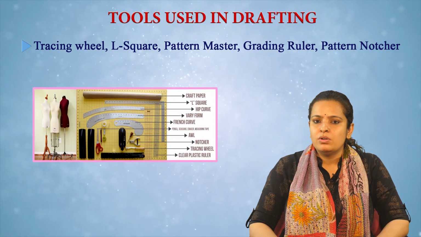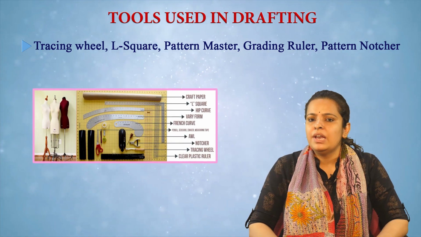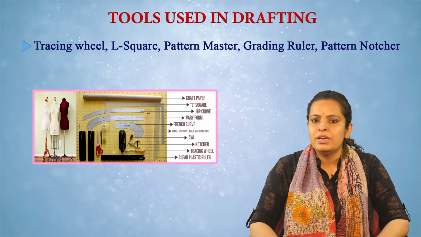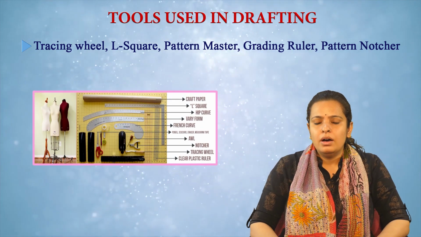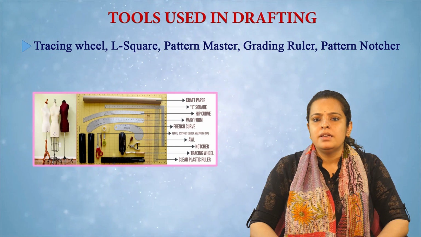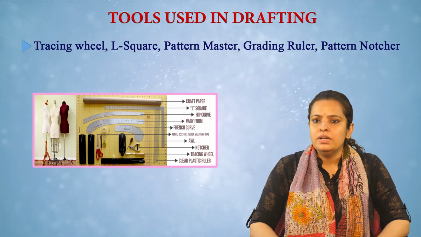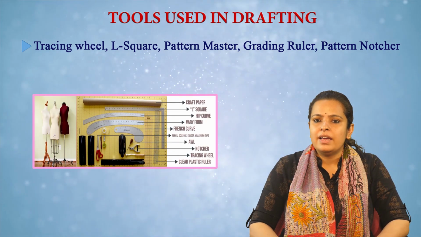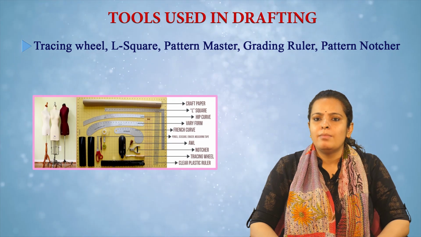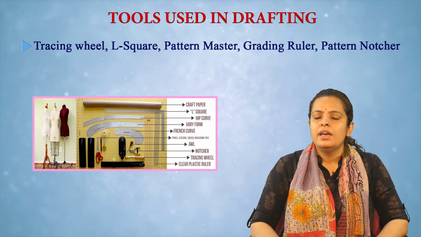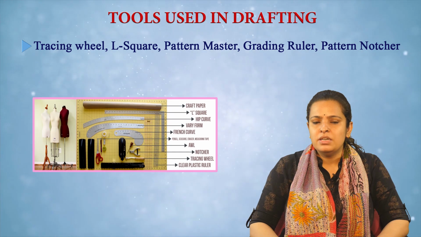Pattern master is also said to be the measuring scale we use while we are creating a pattern. Then we have the grading ruler. Grading ruler is like a scale only, which has the markings of the measurements in inches and centimeters.